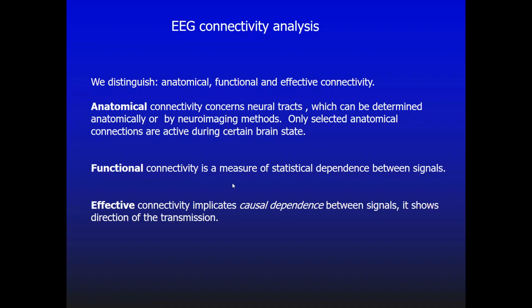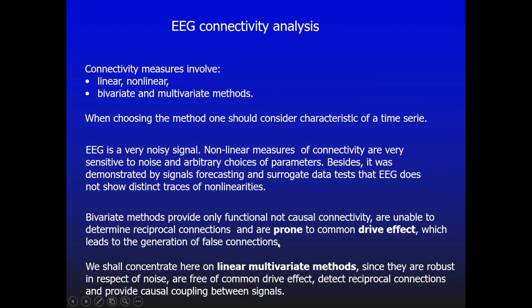Functional connectivity. Functional connectivity is a measure of statistical dependence between signals. Effective connectivity implicates causal dependence between signals. It shows direction of the transmission.